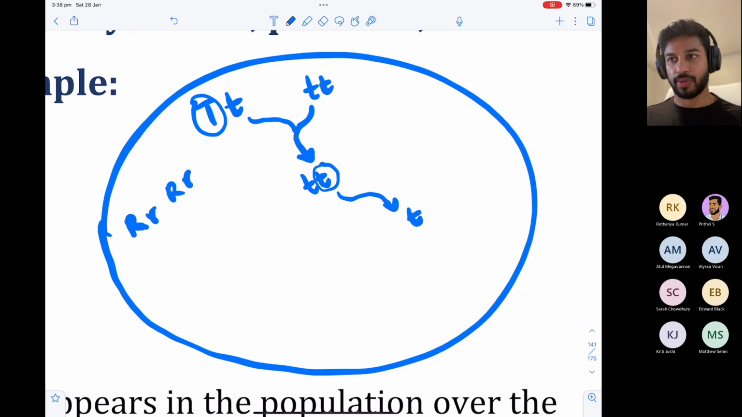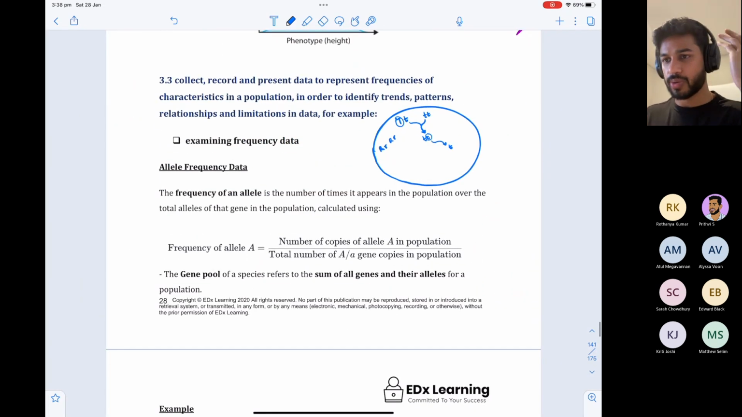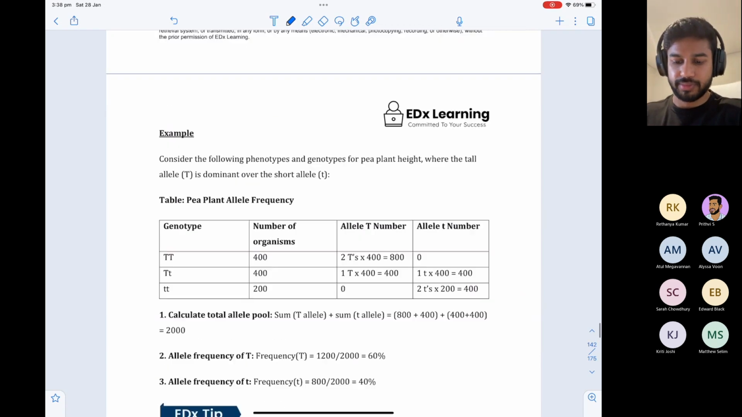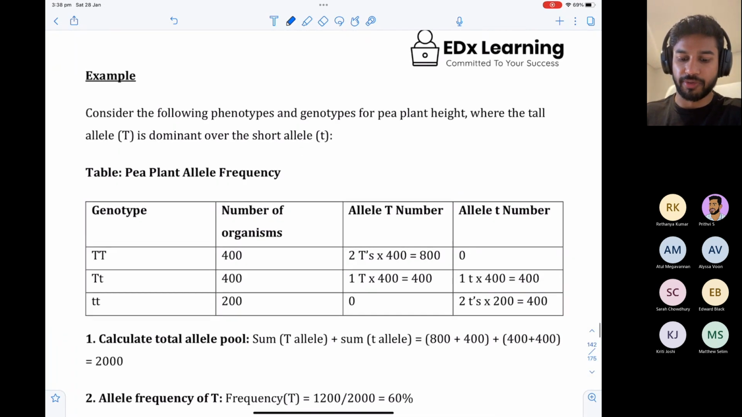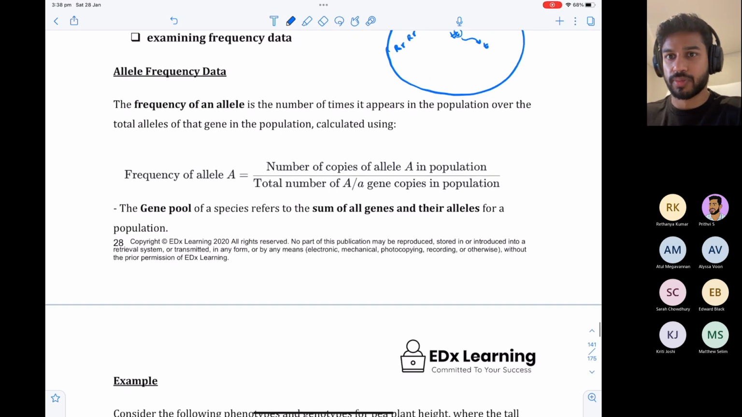Good. Now, to calculate allele frequency, can you hit the raise hand icon? Who has calculated allele frequency before? Or done a question on allele frequency? Good. Good job. All right.